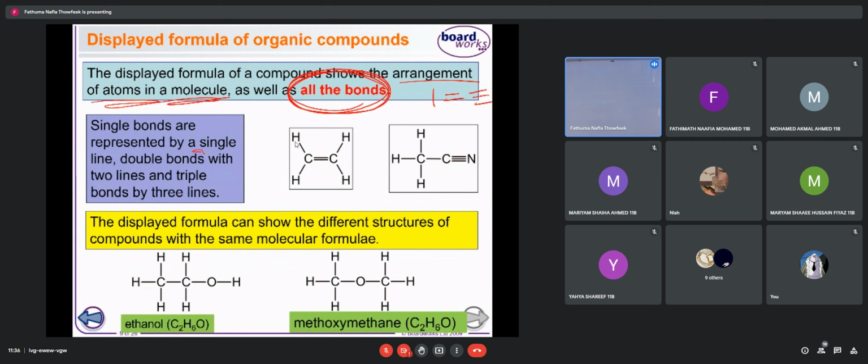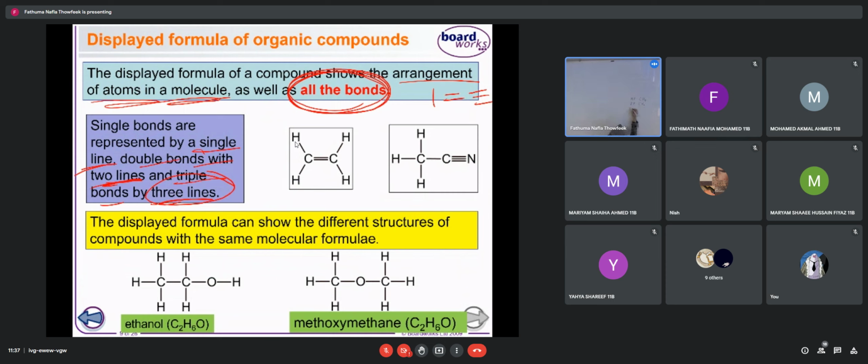Single bonds are represented by a single line, double bonds with 2 lines, and triple bonds with 3 lines. Okay, so the displayed formula can show the different structures of compounds with the same molecular formula. When you are drawing the displayed formula, let's think I have CH4, the simplest alkane we have, methane. For methane, this is the molecular formula. And what is the empirical formula of methane? The same thing. Can you simplify this anymore? No. So the empirical formula is also the same.